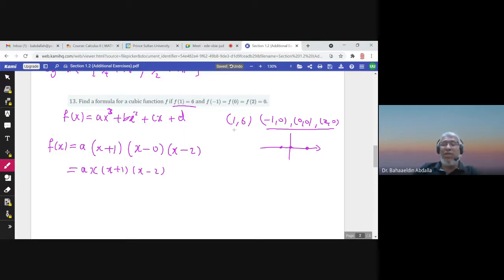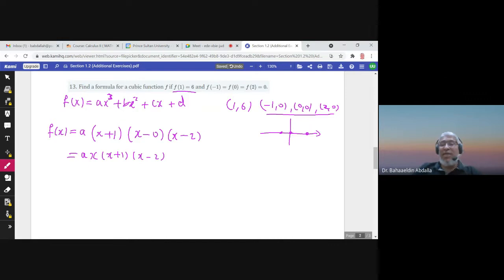What does this point say? It says if x is 1, y is 6. So y, what is y? Y is f of x. So 6 would be equal to a times, and replace x by 1. So a times 1, 1 plus 1, 2, 1 minus 2, negative 1. So 6 is negative 2a. So a would be 6 over negative 2, which is negative 3.